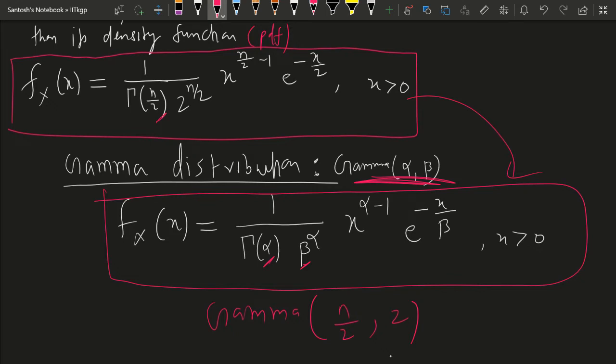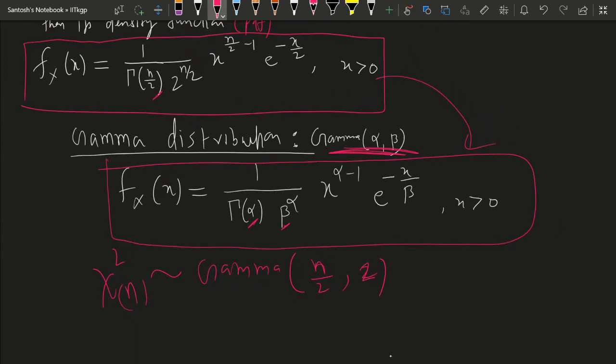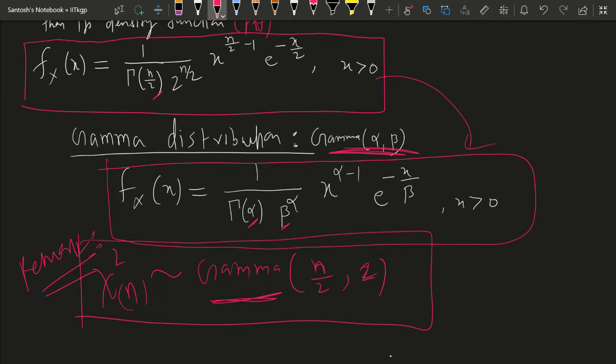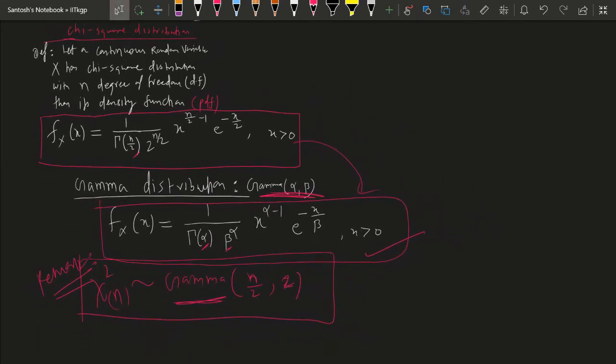Okay, so this gamma alpha beta, so alpha is replaced by n by 2 and beta is replaced by 2. Then this distribution is equivalent to chi-square n. So chi-square n has the same distribution as gamma n by 2 comma 2. So this is a special case. So remark, you can write that chi-square n is a gamma distribution with alpha as n by 2 and beta as 2, and PDF is this. Okay, so this is chi-square distribution.